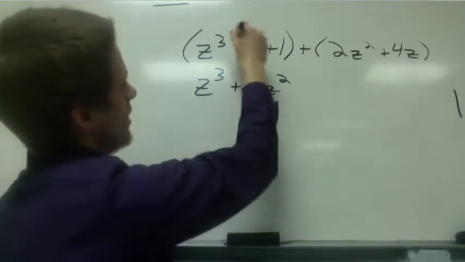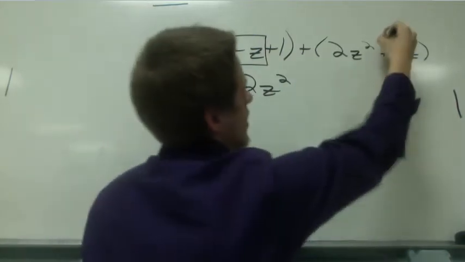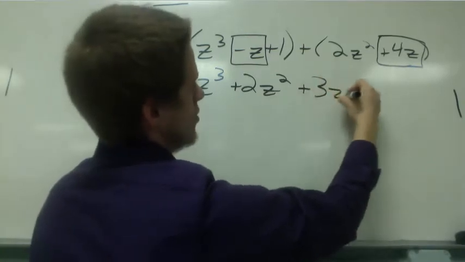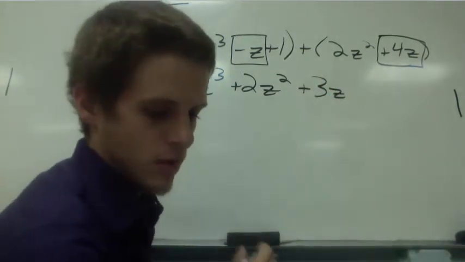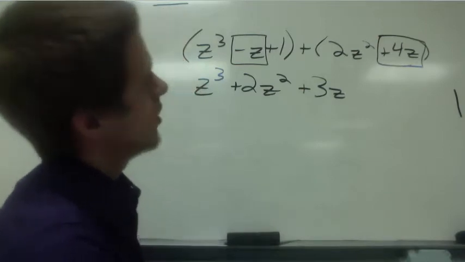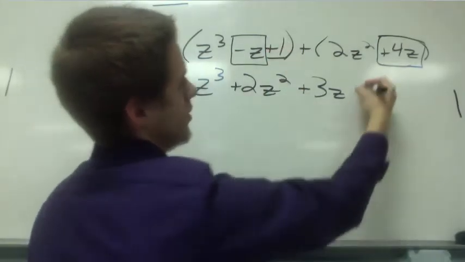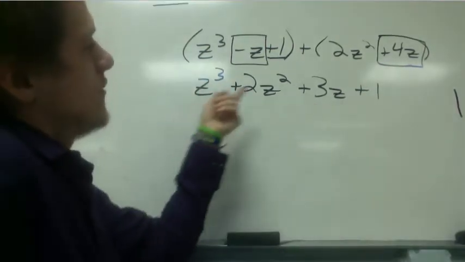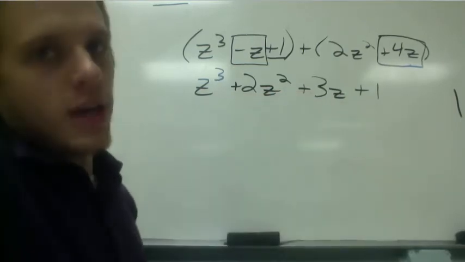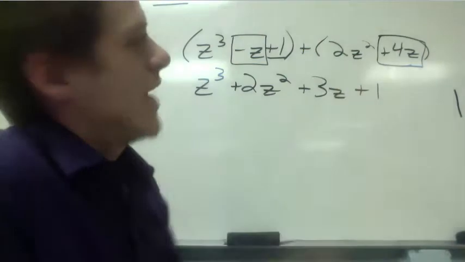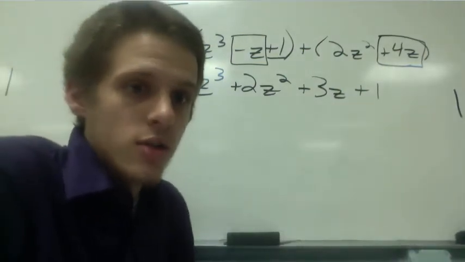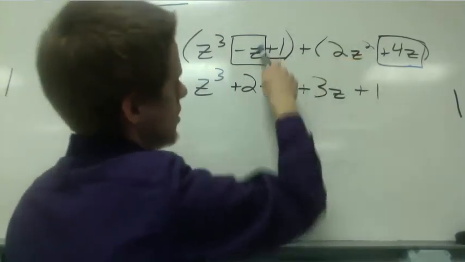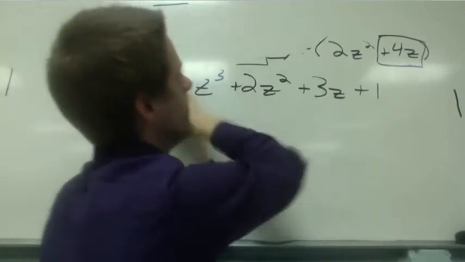So let's see, we've got a minus z and a plus 4z over here. When we add those, we'll get plus 3z. And then our last term, our constant, plus 1. You can tack that on the end. So this one, large polynomial's got 4 different terms. We were only able to combine the negative z and the plus 4z. Those were the only ones that were like terms. So you always want to watch out for those exponents. Make sure that they match up before you combine them.